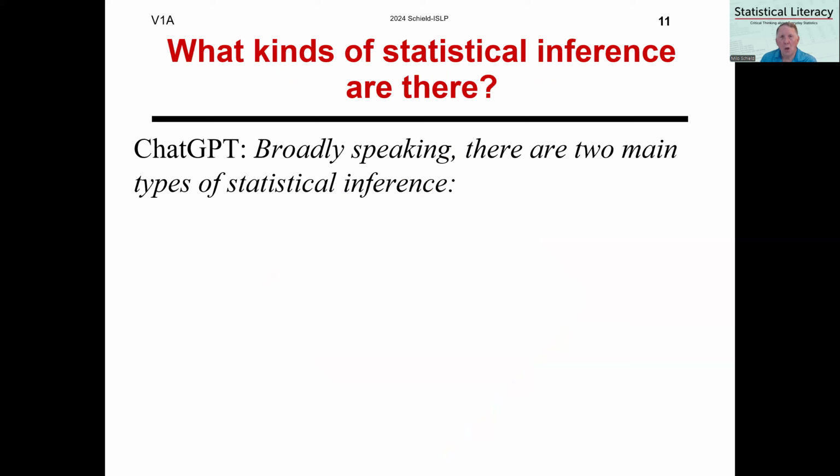Chat, what kinds of statistical inference are there? Chat said, broadly speaking, there are two main types of statistical inference. And I thought, I bet I know what Chat's going to say. Chat's going to say confidence intervals and hypothesis tests, estimation and decision-making. I was wrong. I was wrong. Can you think of the two categories that Chat came up with? Take a moment.